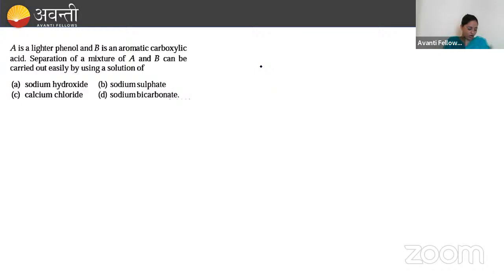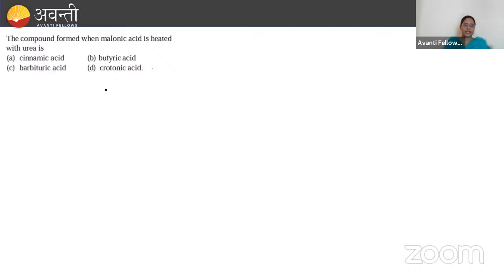A is a lighter phenol and B is an aromatic carboxylic acid. Separation of mixtures of A and B can be carried out easily by using solutions of sodium hydroxide, sodium sulfate, calcium chloride, sodium bicarbonate. So here the carboxylic acid dissolves in NaHCO3, but the phenol does not dissolve. Carboxylic acid can react with NaHCO3, as we have just seen, but phenol cannot react with the NaHCO3. That's why here the answer will be sodium bicarbonate. Right?